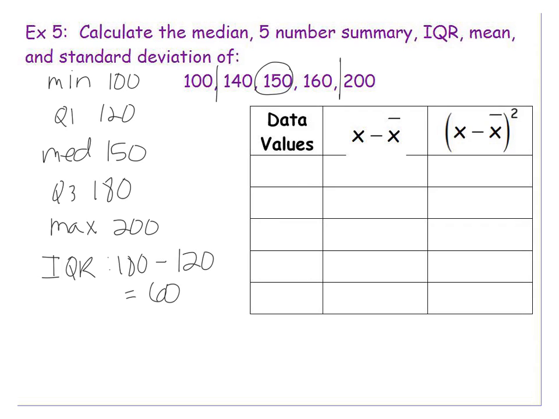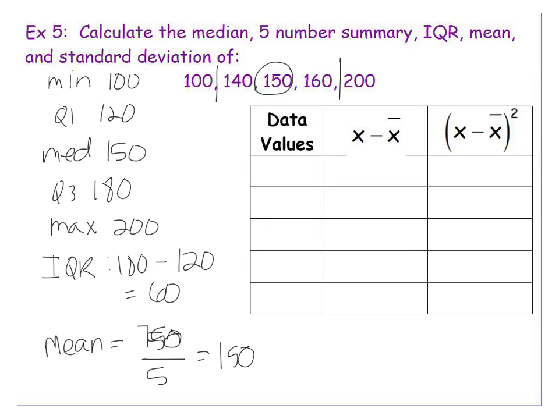So now we have to find the mean. Pick up your calculators because this is a little tougher to add. Add up all those values. I get 750. There's still 5 data values, so divided by 5. Let's try that again. 750 divided by 5. I end up with 150.